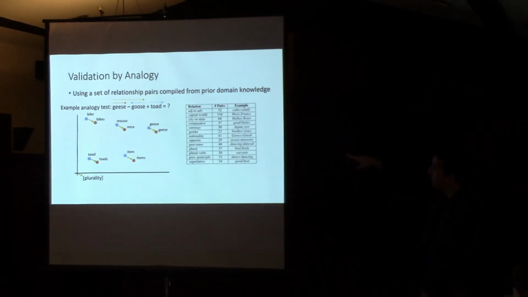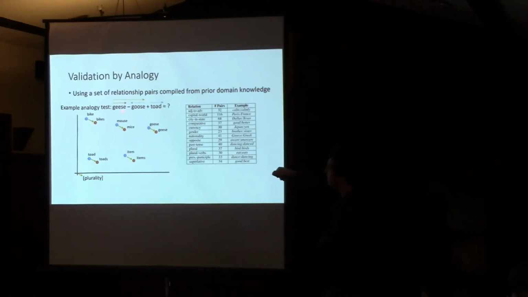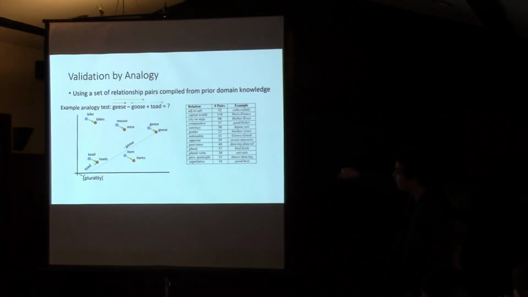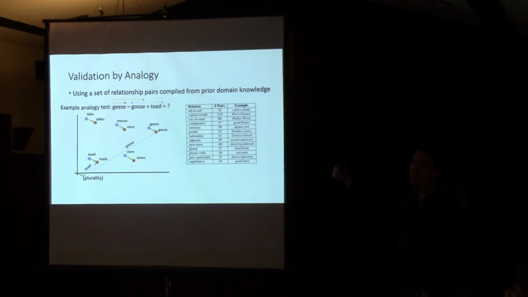So it'll say geese, literally the vector for geese, minus the vector for goose, because that gets us, here, this is geese minus goose, right? So we go in the other direction from what this vector would be, and that gets us to the plurality vector, because if you take goose out of geese, you're left with the concept of plurality. And then if you add toad to that, what is the closest word to that? And if the closest word is the word that's anticipated, that's considered a hit. And if it's not, that's a miss.